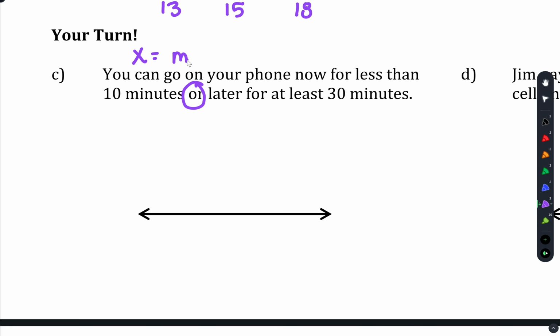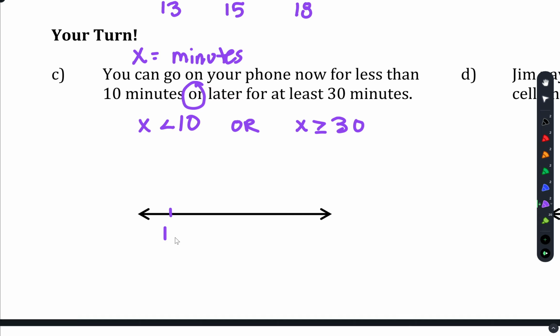Let's call X the number of minutes. How do I say less than 10? Can we equal 10 at all? Not according to this problem. I put an or in the middle. How do I say at least 30 minutes? X is greater than or equal to 30.